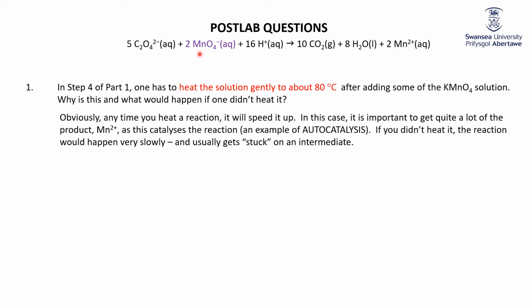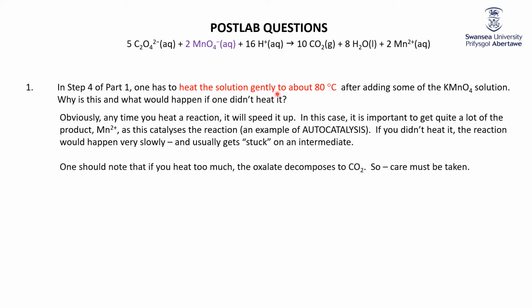So therefore you add a bit in, you heat it up to speed that through, and then that makes you a whole bunch of the Mn2+, which means that as you continue on with the titration, the reaction will go nice and quickly because you've got the Mn2+ in there. If you didn't heat it, the reaction would happen slowly. You wouldn't have much of this Mn2+ in there, and a lot of times the reaction doesn't actually go from the colorless to the pink. You get this nasty brownish color, which is a manganese containing intermediate. Of course, you do have to heat it gently, because if you heat it too much, the oxalate will decompose to CO2. So it's one of those bits where you're damned if you do, and you're damned if you don't, if you're not careful with it.